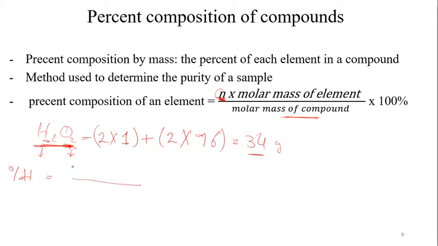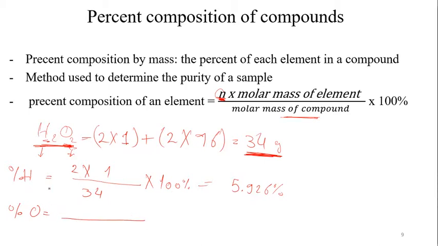If I want to calculate the percent composition of hydrogen, it would be equal to the number of atoms of hydrogen, which is 2, multiplied by the atomic mass of hydrogen, which is 1, divided by the total molecular mass, which is 34, and I will multiply it by 100 to get the percent, which is equal to 5.926%.